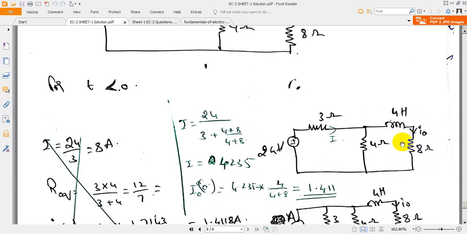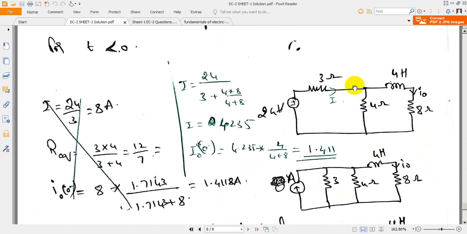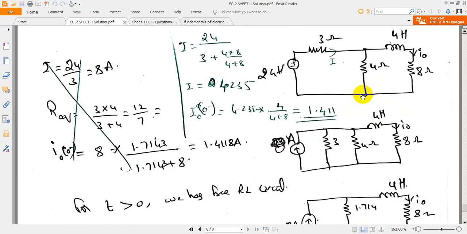What is current division? If you want to find out the current in this branch, then it is the total current into the opposite resistance divided by the total resistance. If you want the current in this branch, then it will be the total current into the opposite resistance, 8 ohms, divided by the total resistance. You will get it as 1.411. This is the current I naught before the switching operation.